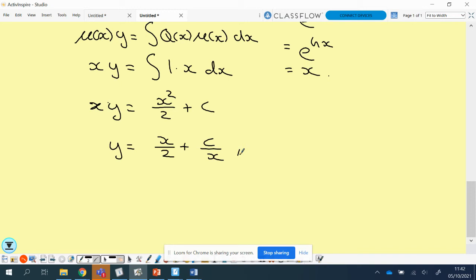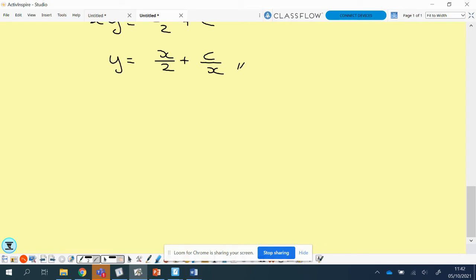Are we okay with the steps from there downwards that you can see on your page? Any questions? No. Okay, so that's the first example. The functions were quite nice, but it showed you all the steps. You get your integrating factor, and then you use that to help you rearrange and solve for y. We'll look at a second example and try another one.